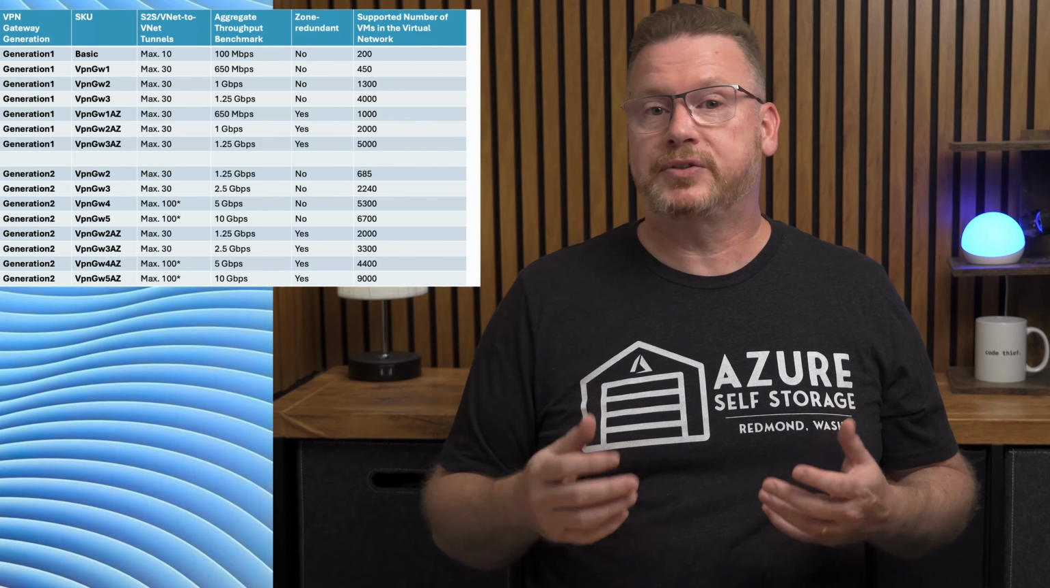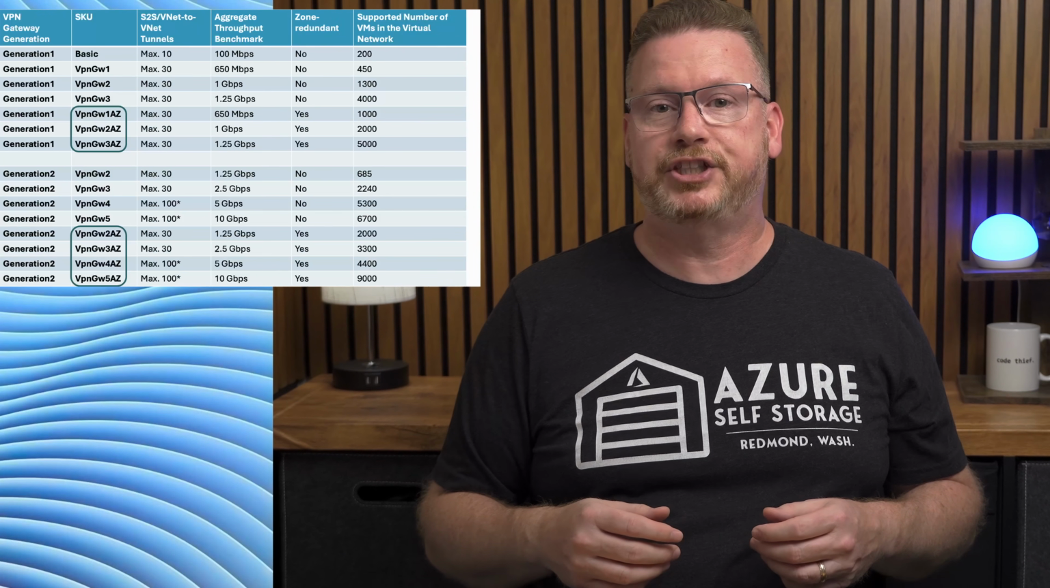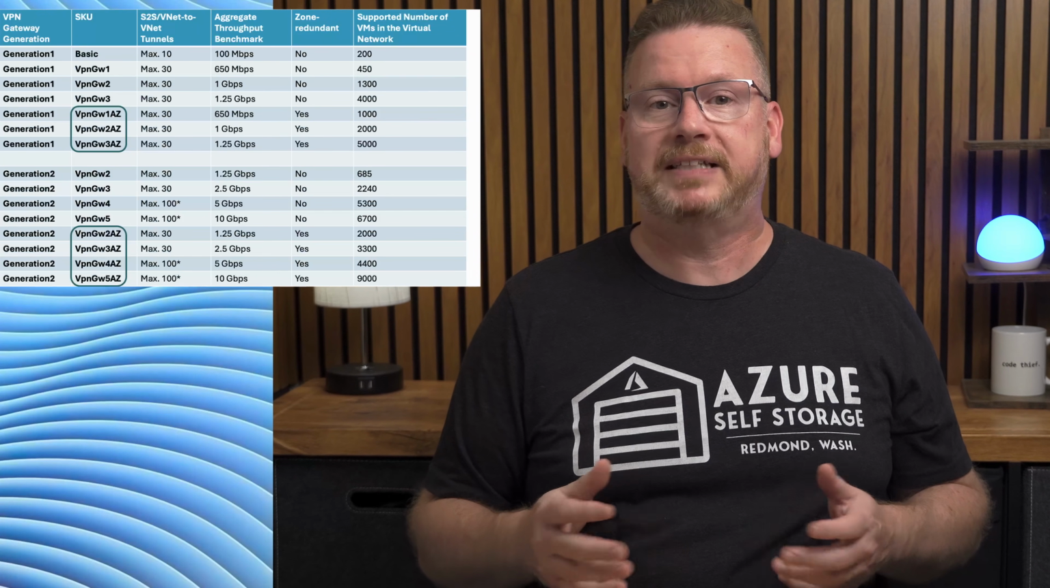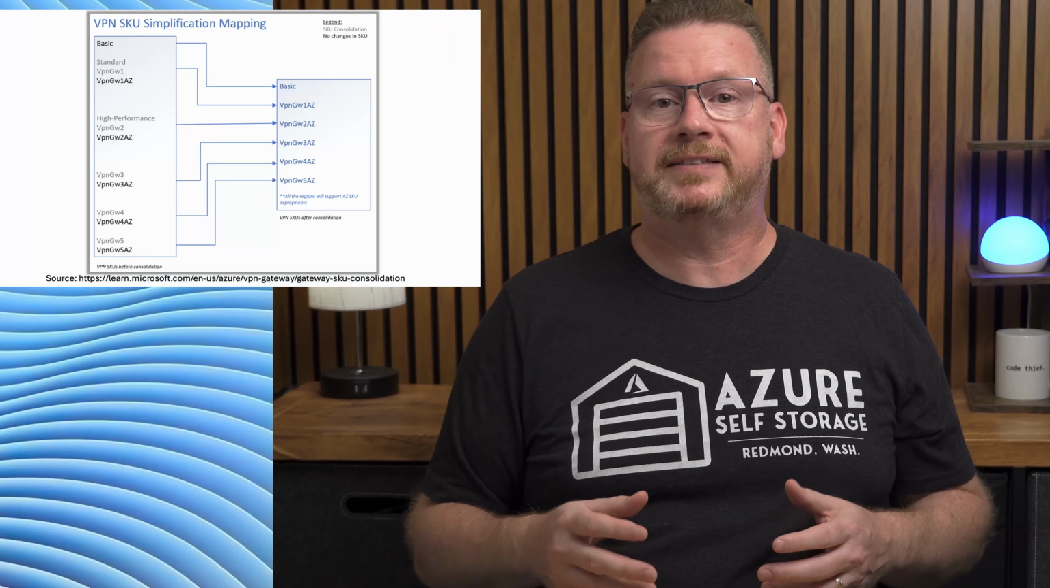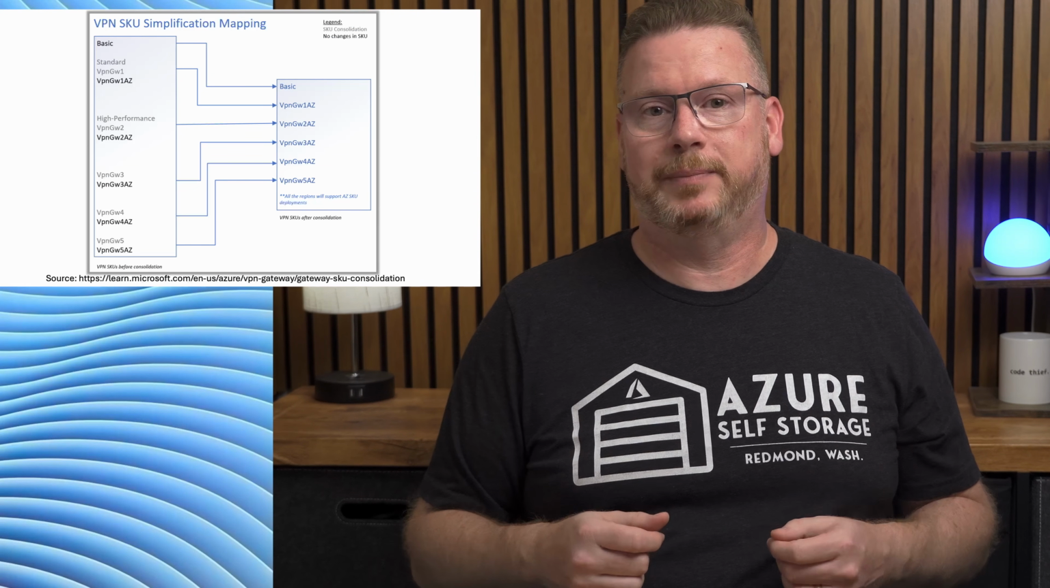Some of these SKUs also support availability zones, and Microsoft's planning to retire the older VPN GW 1 through 5 SKUs by September of 2026, replacing them with the AZ-supported versions, the versions that support availability zones.